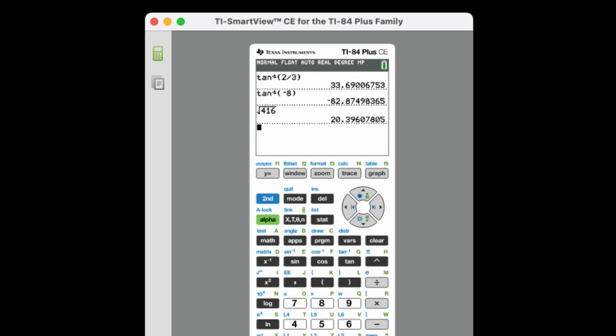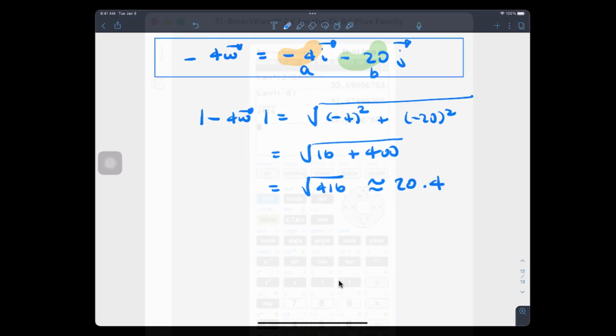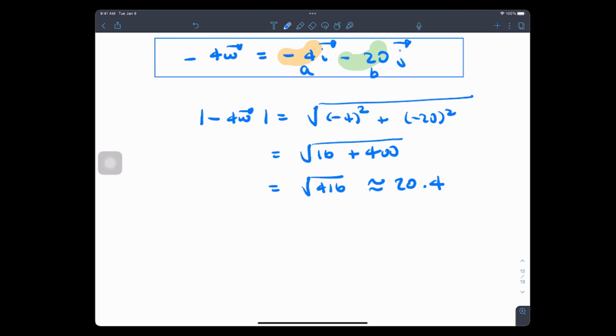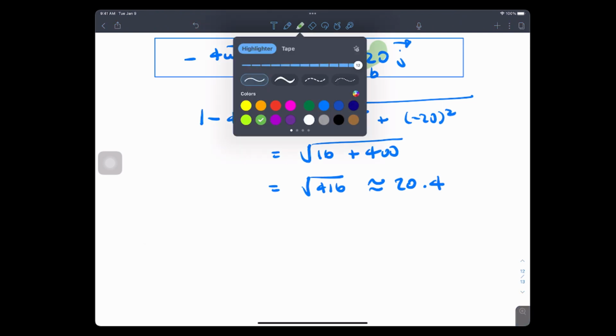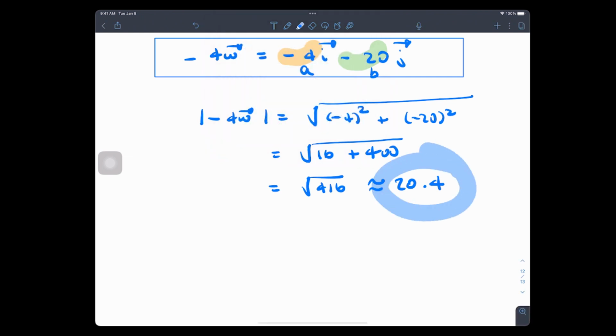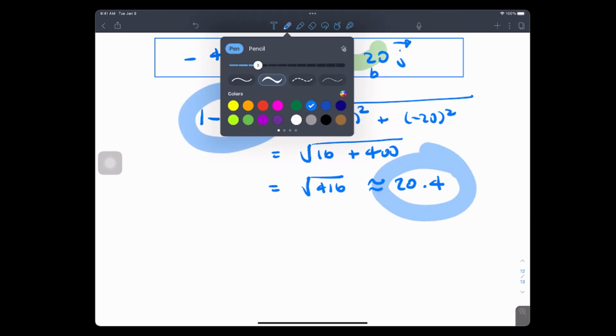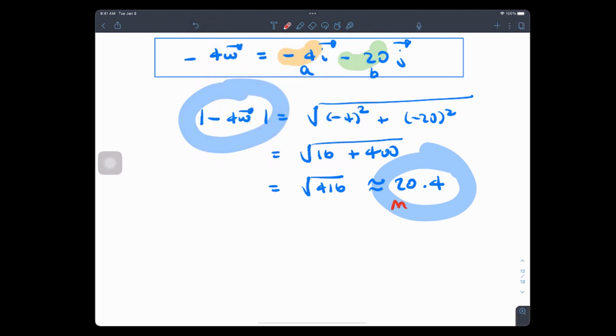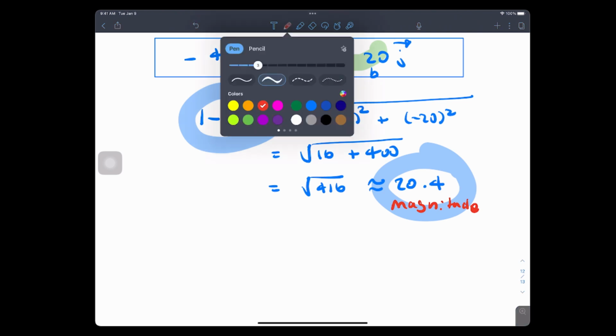Okay. What did you just find? That's called the what? The magnitude. What's the magnitude? The length. That's the notation. So this vector is about 20.4. Okay, fine. What about the direction again?